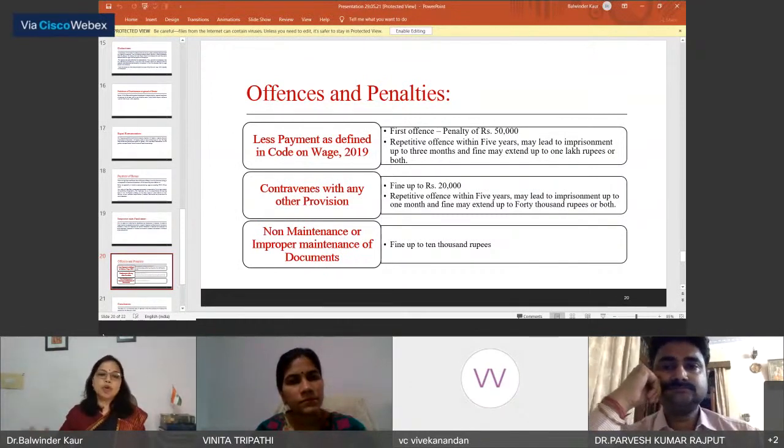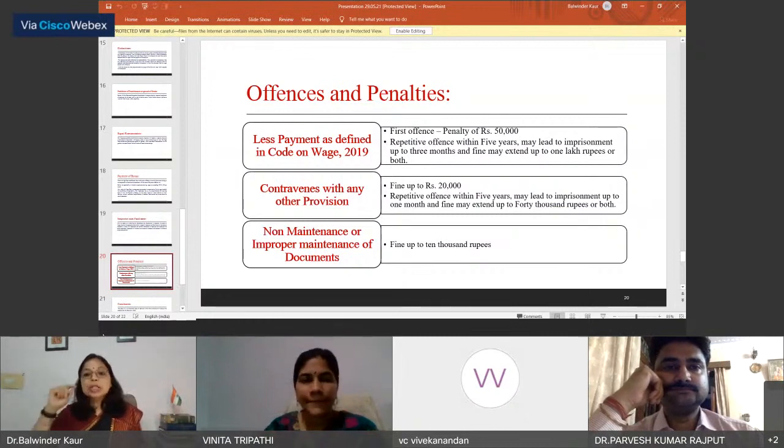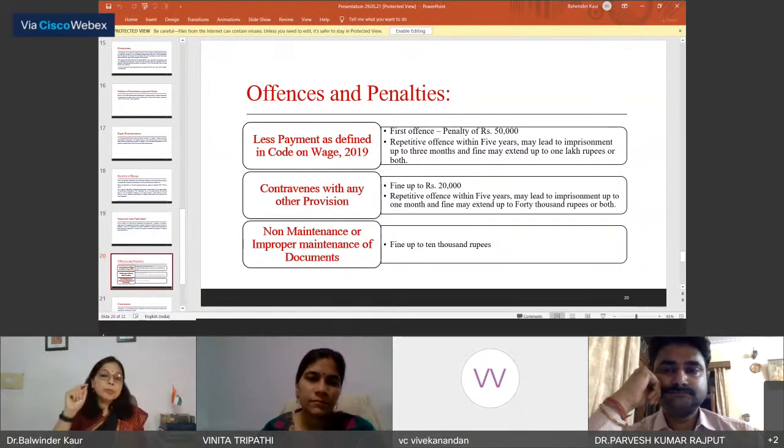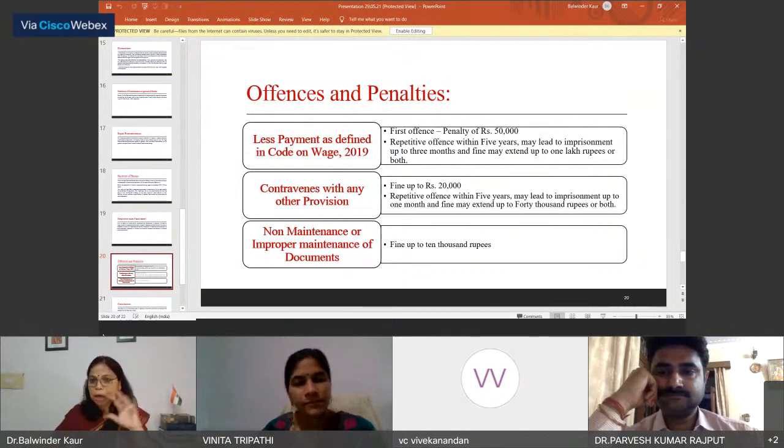Then non-maintenance or improper maintenance of a document. So it is very necessary. If you are having an unorganized worker in your establishment, you should have a proper register for them. They should sign and everything. Now, suppose, take an example, if the employer is not compliant with this, non-maintenance or improper maintenance of a document, in that case, the fine is up to 10,000 rupees.